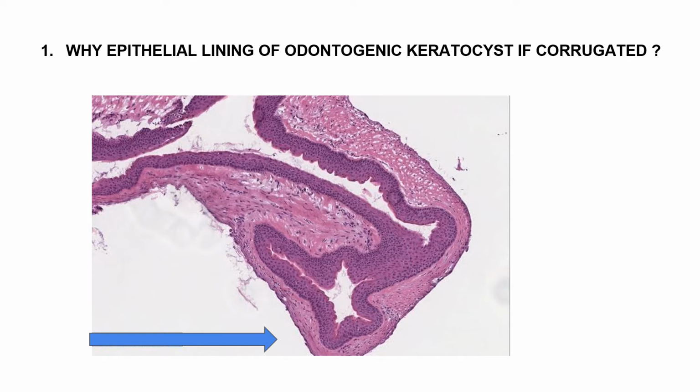This is a histopathological image of odontogenic keratocyst. Every odontogenic cyst has three components: lumen, epithelial lining, and connective tissue capsule. So the question arises, why does this cyst have corrugated epithelium? Why not other cysts? Why only odontogenic keratocyst has corrugated epithelium?